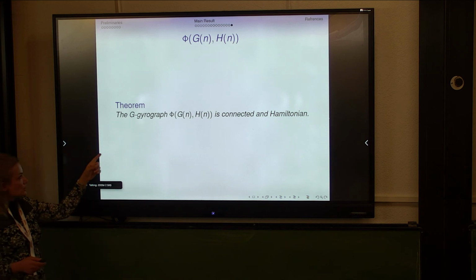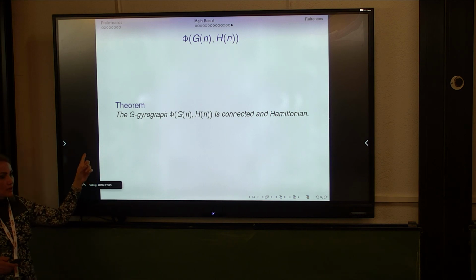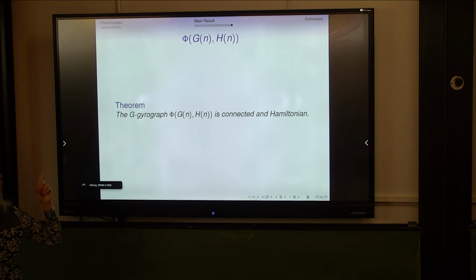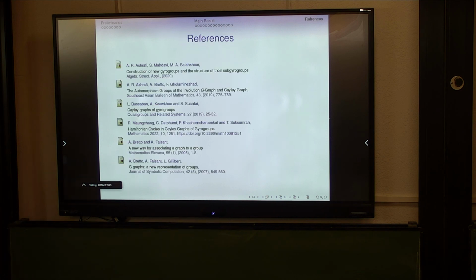I think Gn can be left generated by the elements of this subset Hn. That's it, and I want to thank my supervisor, Professor Ashrafi, and these are the references I used about gyrographs and gyrogroups.